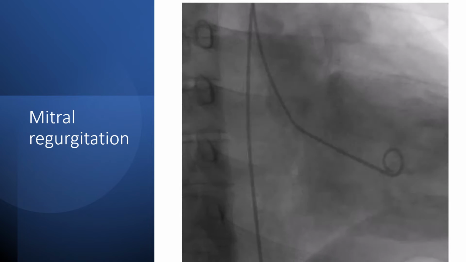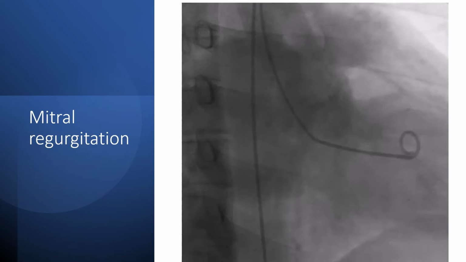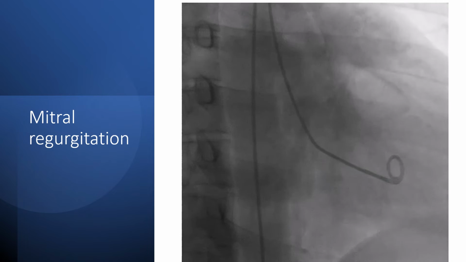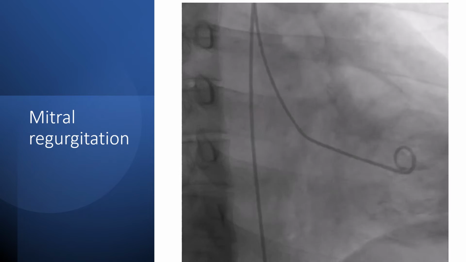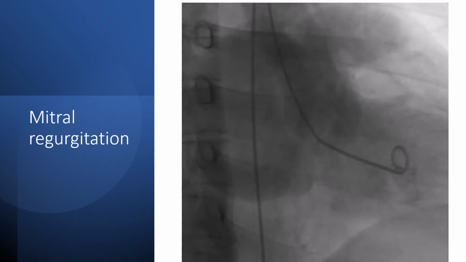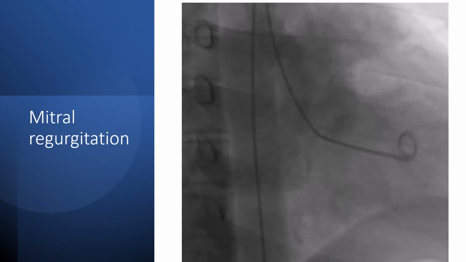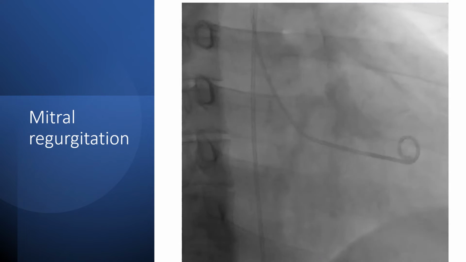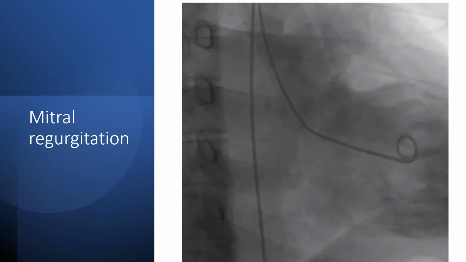LV angiography is a useful tool to assess the severity of mitral regurgitation. Here we need a larger volume of contrast, and it's important to achieve a steady state in the LV without VT and without multiple ectopics.